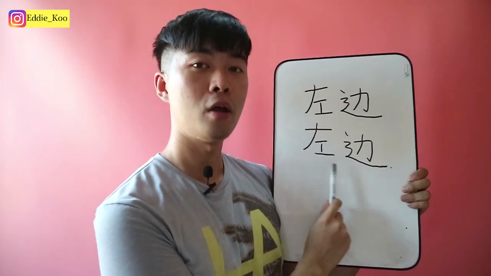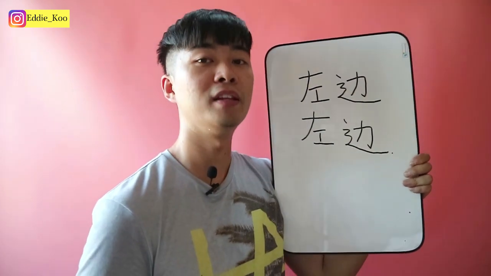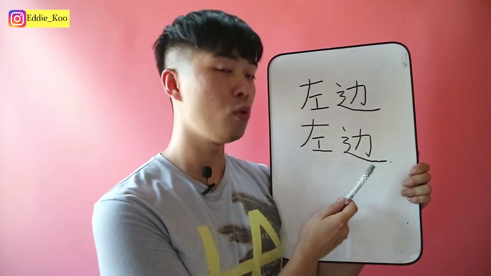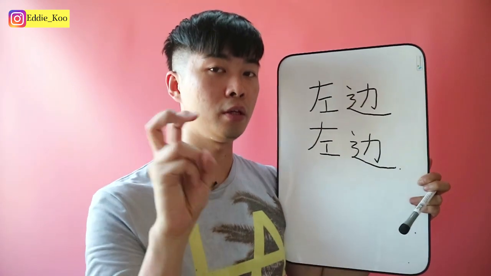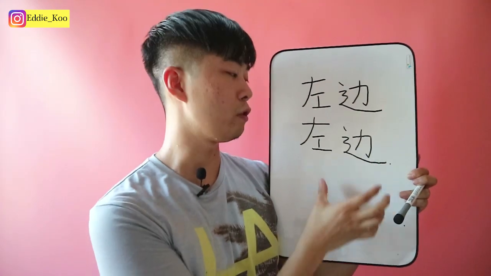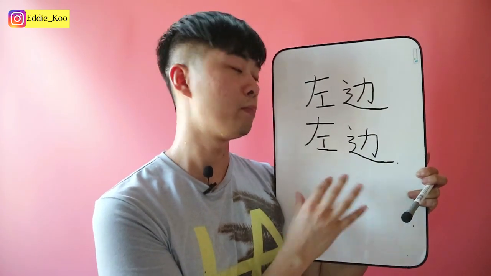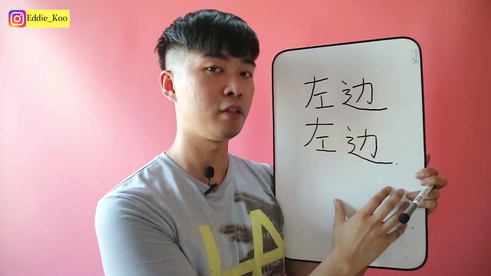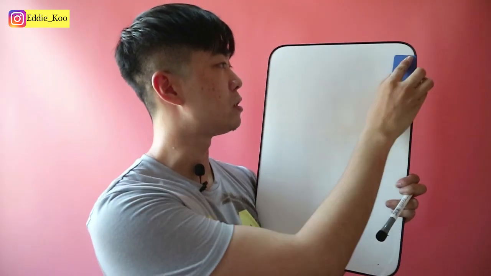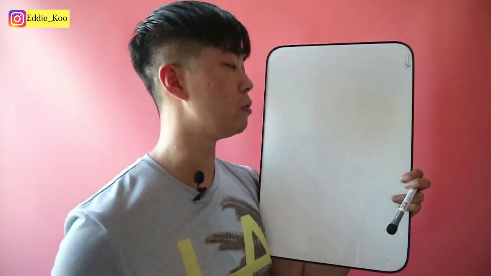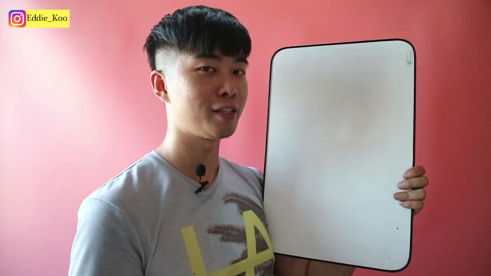左边, 左边, that means on the left. And I told you, if you add 边, which literally means side, this character, if you put them together, it makes you sound more natural if you want to express on the left. What about on the right? First of all, let's learn how to write this character.